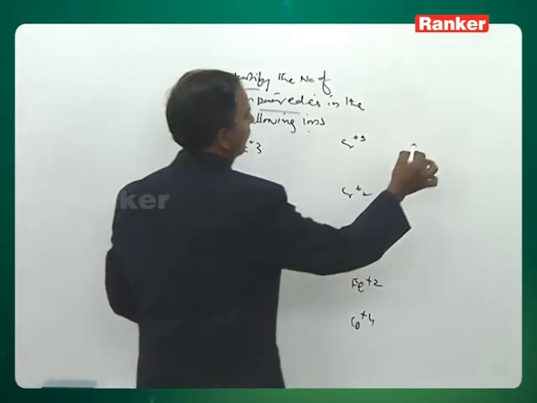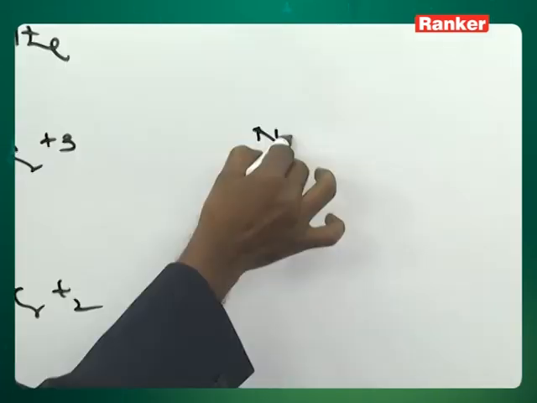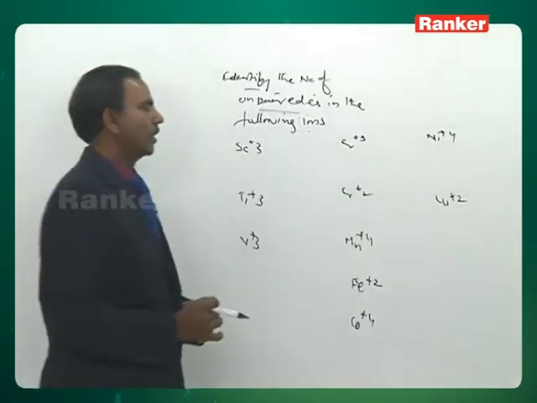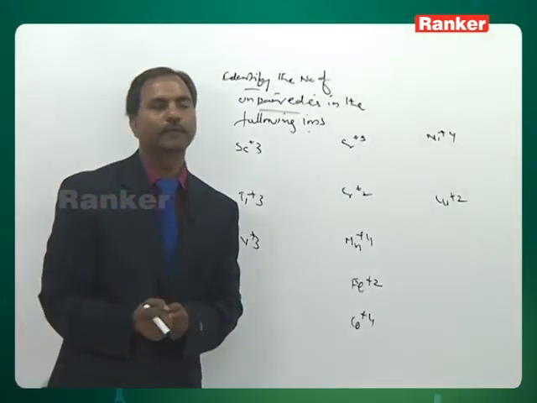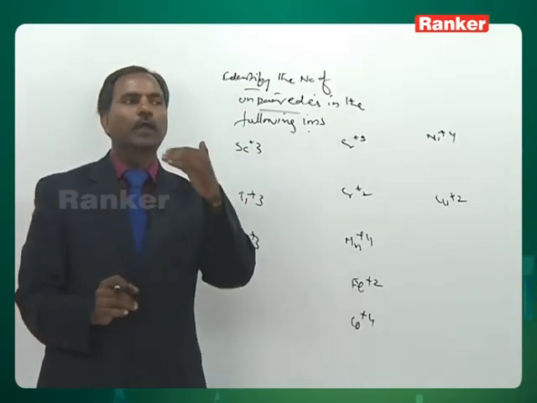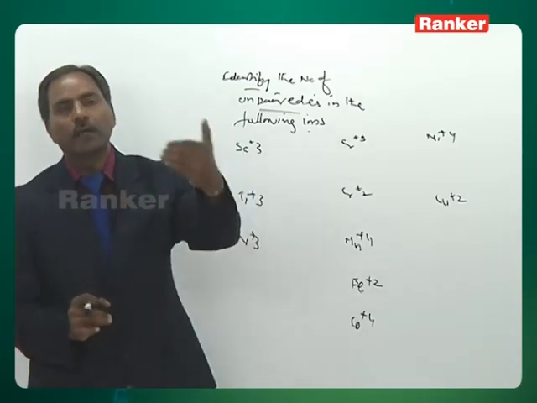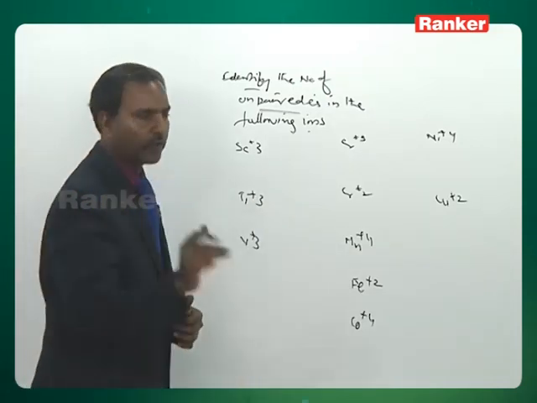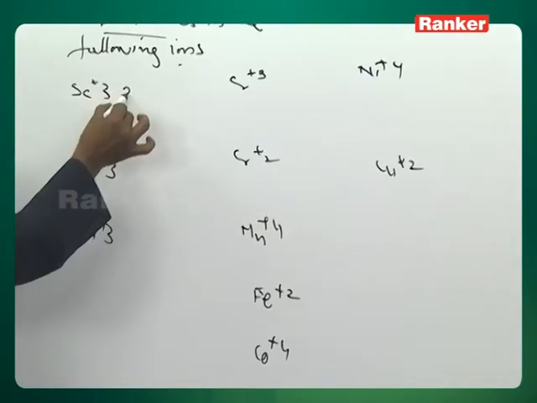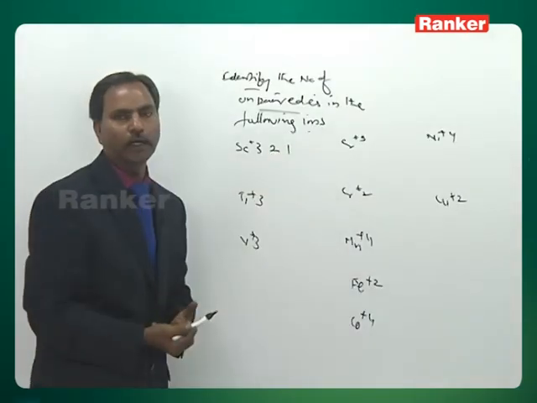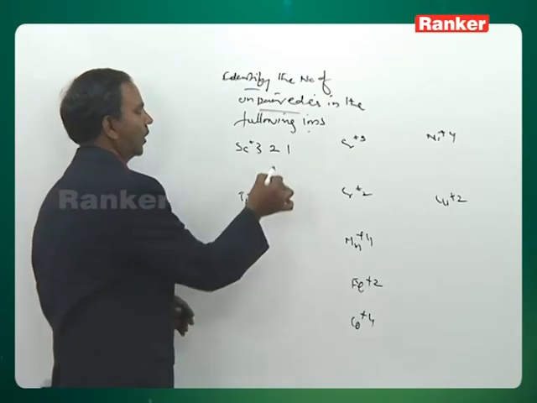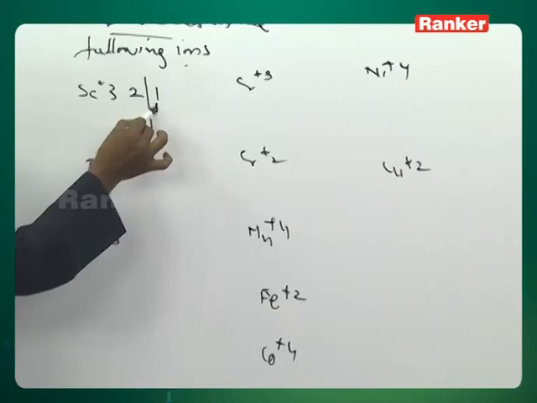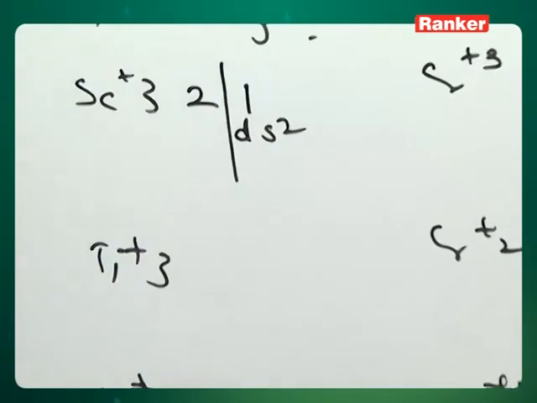Let me give some more ions. Let us consider nickel plus 4, and let me say copper plus 2. Such type of ions are given in the examination. They will ask you what are the number of unpaired electrons in the following ions. Whenever a metal ion is given, take first its atomic number. Put the atomic number. You know well, scandium atomic number is what? 21. Put a line in the middle. Then the second digit, you can take as its electronic configuration.